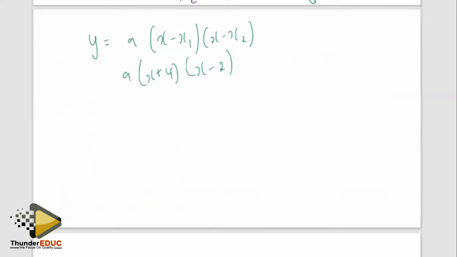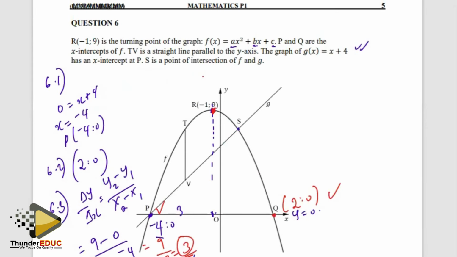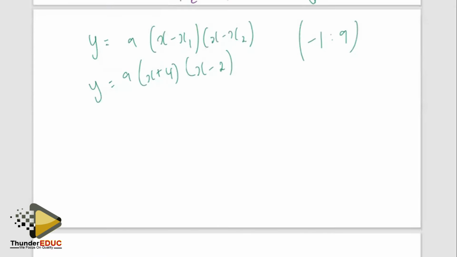Then for me to get the value of a, I can replace x with -1 and y with 9, just any point along the parabola other than the ones I've used. So 9 is equal to a into (-1 plus 4) into (-1 minus 2). So that's going to be a 3 times a -3, which means I have -9a is equal to 9, which means my a is -1.